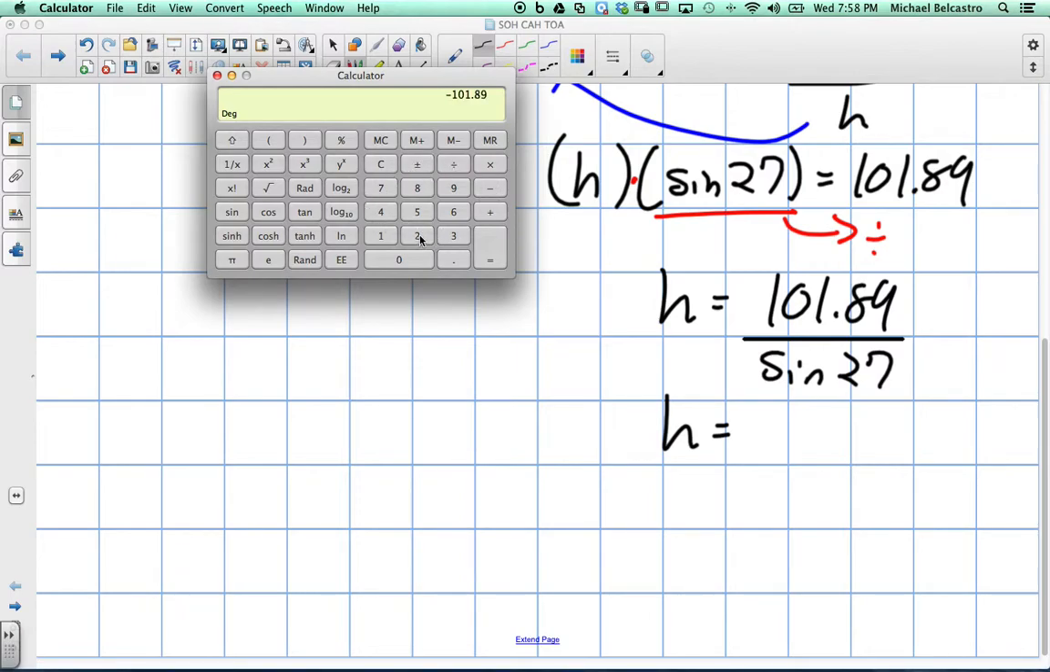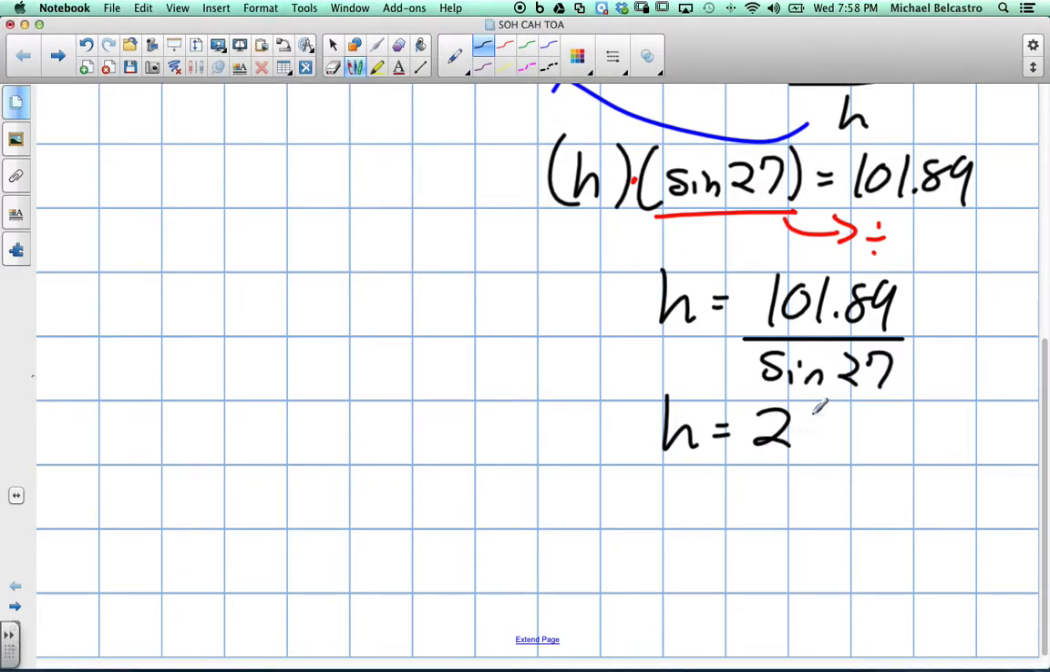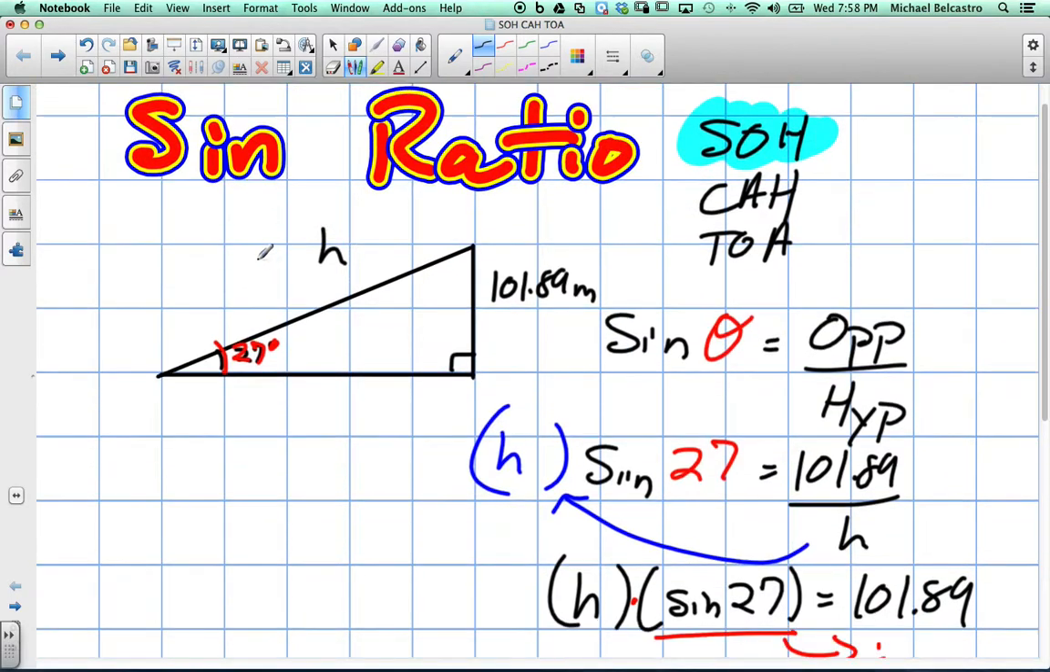Divided by sine 27, so that's the decimal for sine 27. My calculator saved the other info, so that didn't work out well. Let's try that again: 101.89 divided by sine 27. There we go. That's a better number: 224.43. So we have that as our hypotenuse.